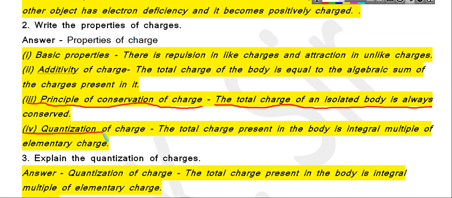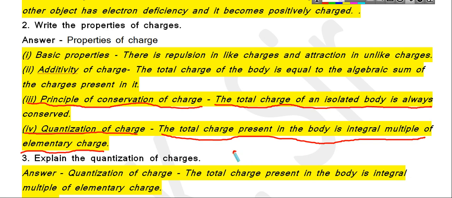Next, quantization of charge. The total charge present in a body is an integral multiple of elementary charge. This is Q equal to plus minus n e. Q is the total charge on a body, e is the elementary charge and n is an integer. Thus the total charge in a body is an integral multiple of elementary charge. Elementary charge is the charge on an electron.